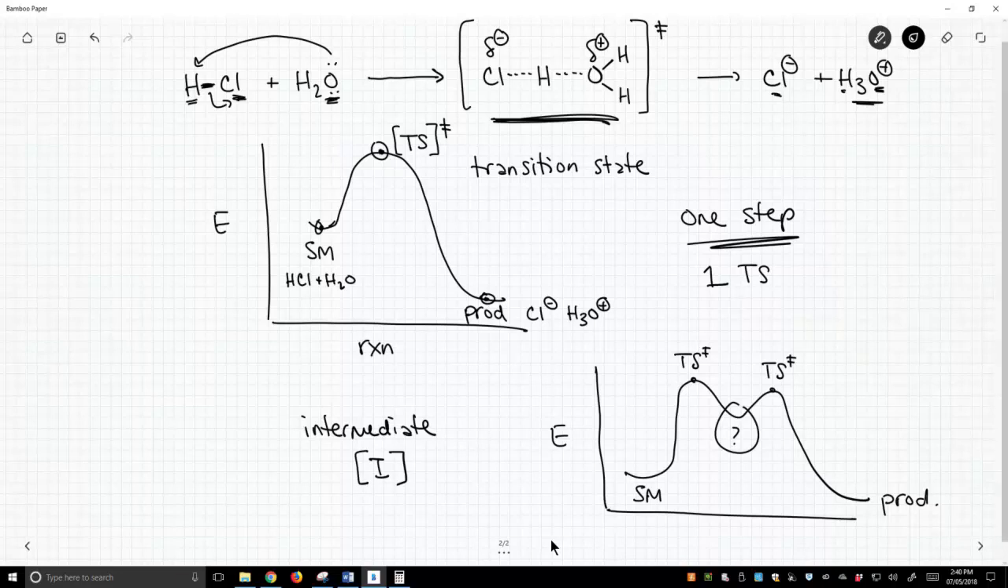Note that when we put transition states into brackets, we give them the double dagger. So this is a distinction. When you use brackets, if it's a regular bracket, it's an intermediate. A bracket with the double dagger means it's a transition state. So intermediates are another thing that get formed, and we'll talk a little bit more about what an intermediate is.